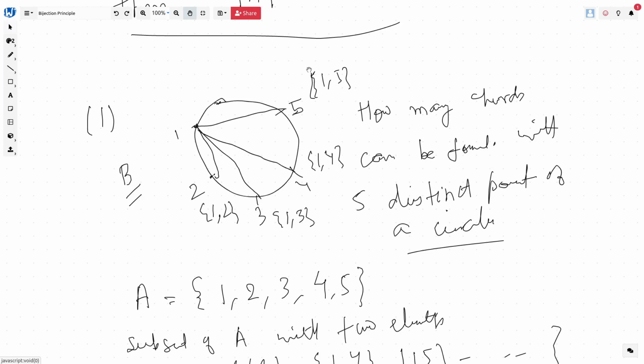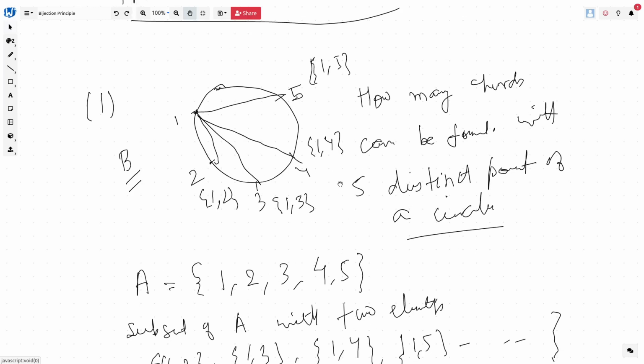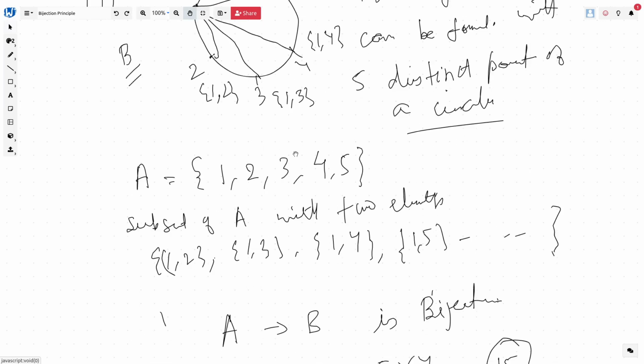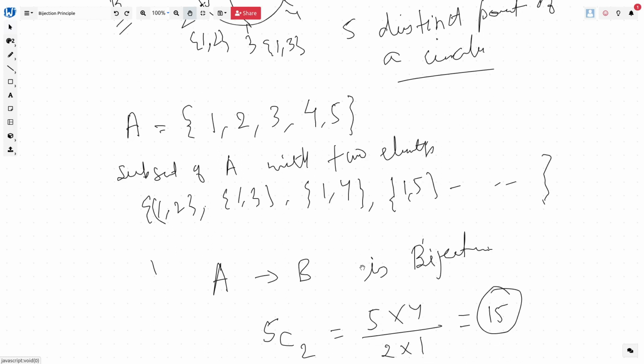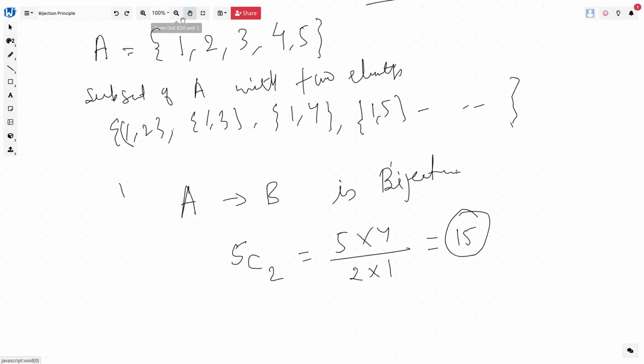So once the bijection is set, you can simply count the easier part, because this is easy to count. It's simply finding the two-element combination from a 5-element set, and we have done that earlier as well. So this is one example of a bijection.